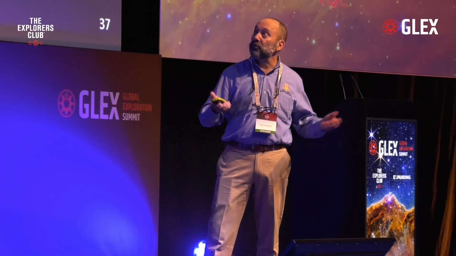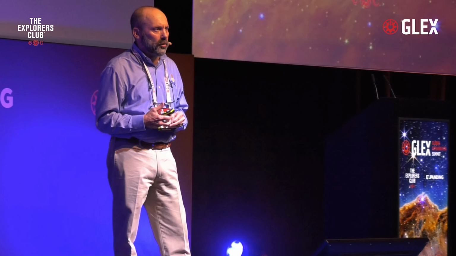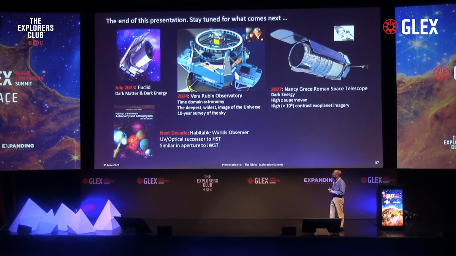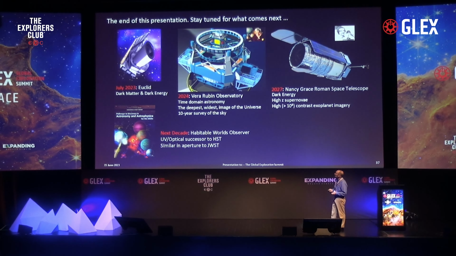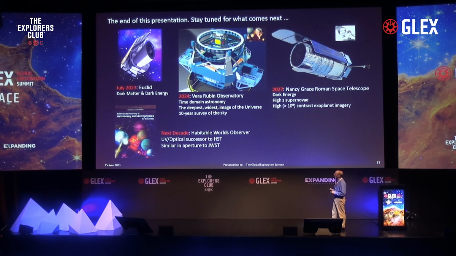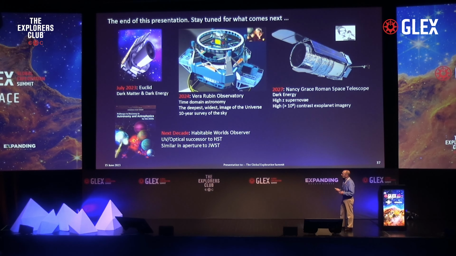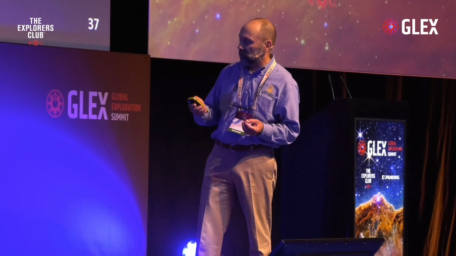What comes next? In only a few weeks, ESA will launch its Euclid mission, on which NASA is a partner. The Euclid mission will study dark matter and dark energy. Then the following year, the Vera Rubin Observatory will be commissioned. This is a giant ground-based telescope that will usher in a whole new kind of astronomy called time domain astronomy, where we're concerned primarily with the evolution of the night sky on very short timescales.